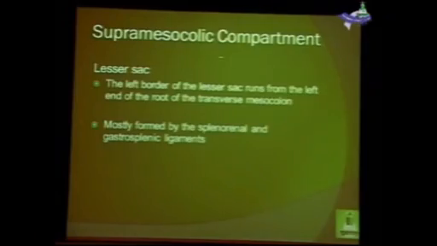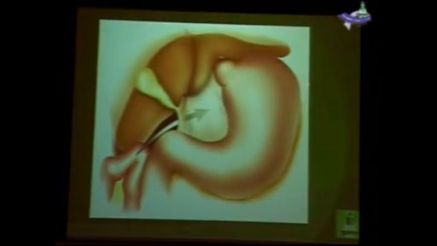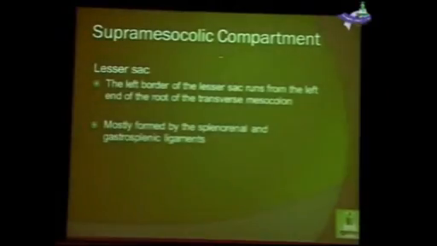The left border of the sac, which is on that side, runs from the left end of the root of the transverse mesocolon, and it's mostly formed by the splenorenal and the gastrosplenic ligaments.